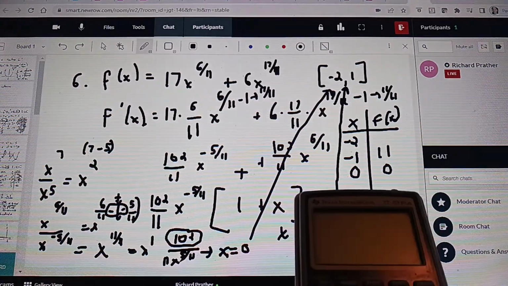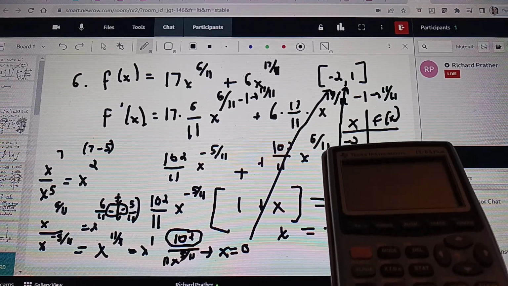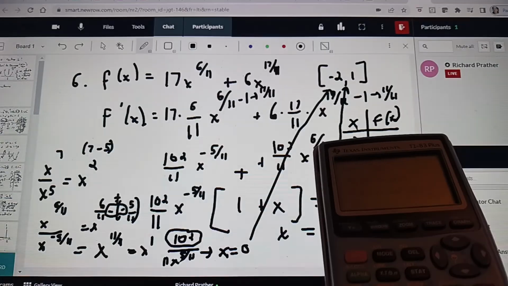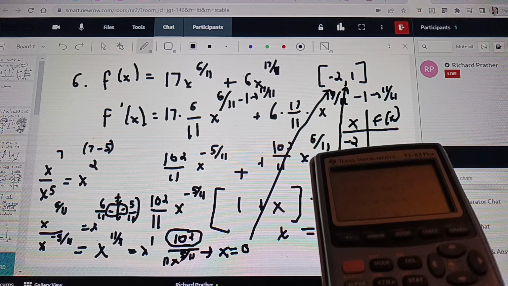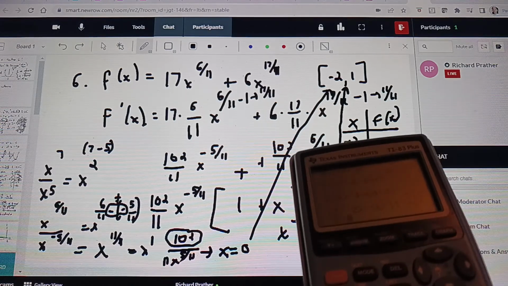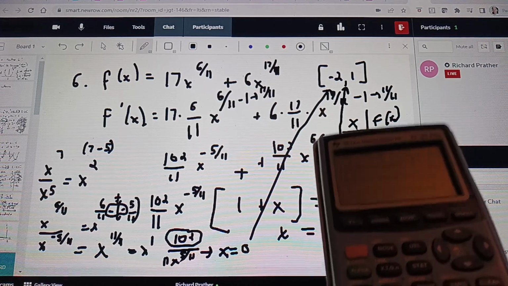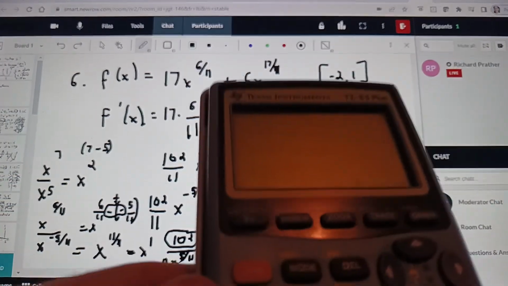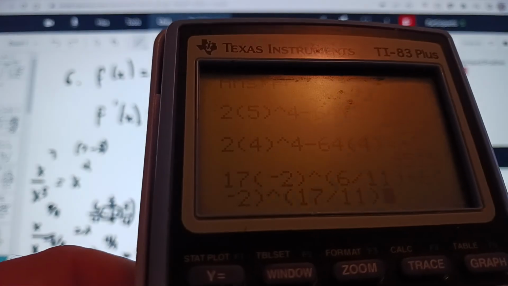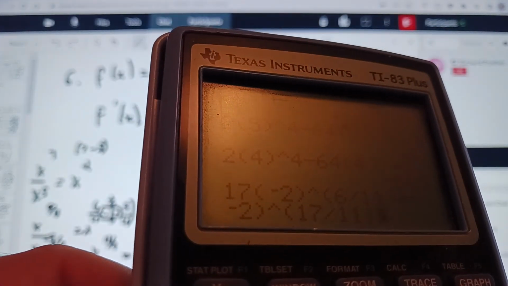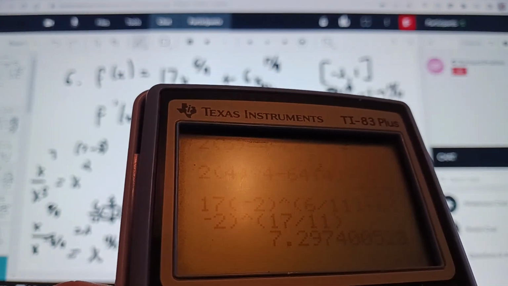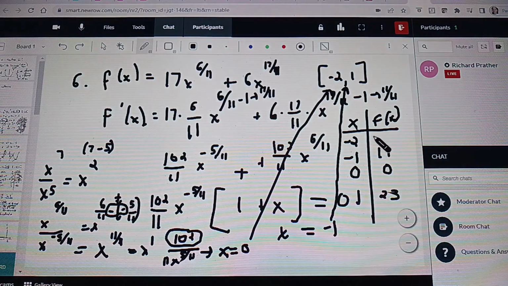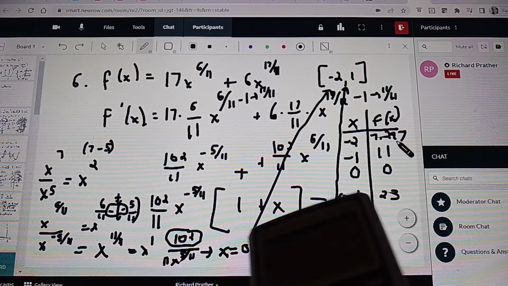And for -2, there's no nice answer at all. So 17 times -2 raised to the 6 over 11th power plus 6 times -2 raised to the 17 over 11. I could have done this for the -1 also, or even the 0 and 1 if you didn't know the answer. It's just a messy decimal, and that's why they are taking decimals for answers here. 7.297. But that won't matter because it's not the highest or lowest answer.